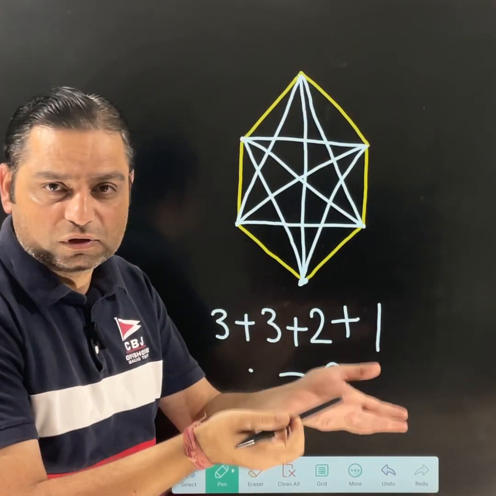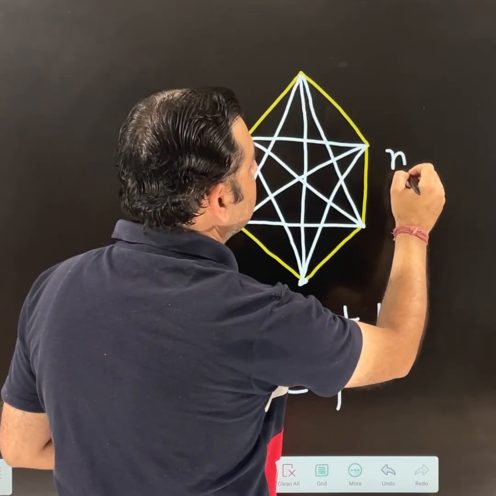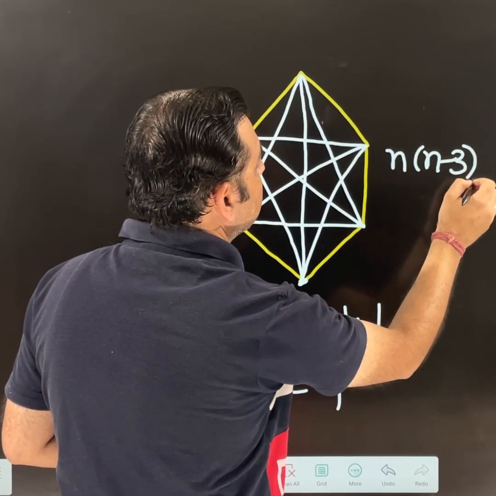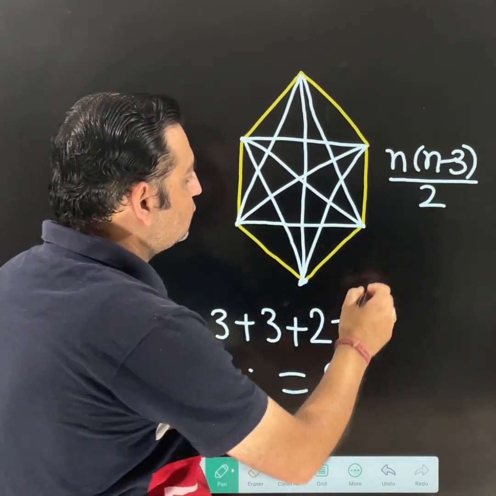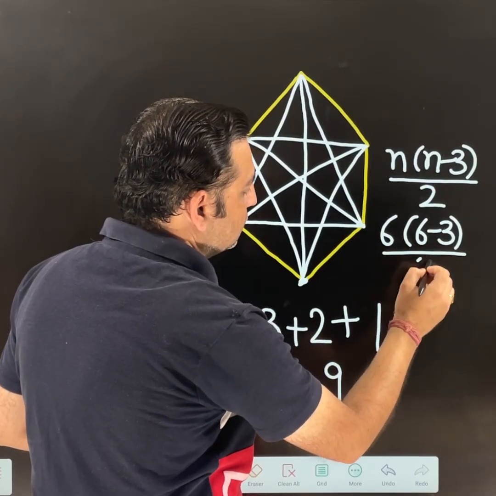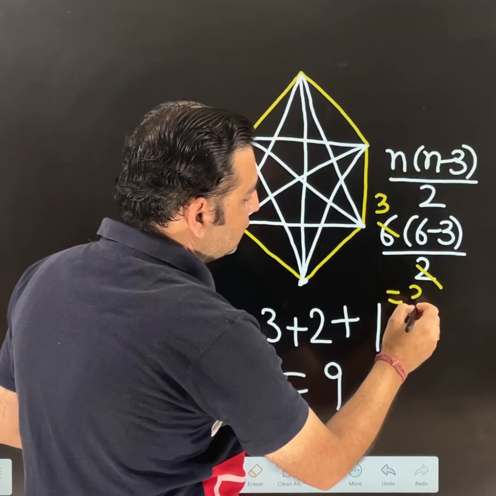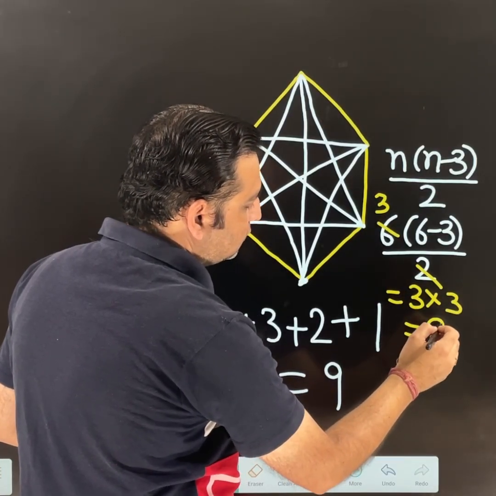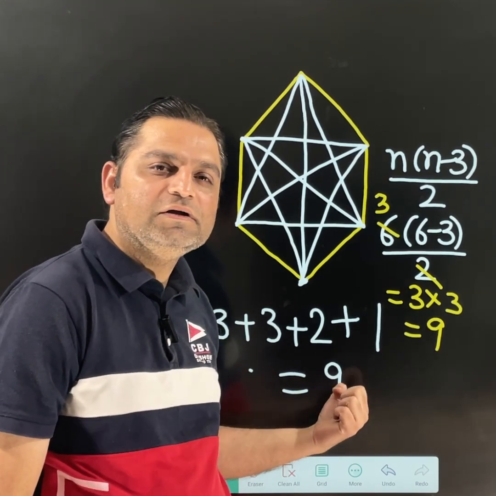Let us use the formula. Let us try it out using the formula. What was the formula? n times (n minus 3) divided by 2. What is n? n is the number of sides, which is 6 for a hexagon. If you cancel 6 with 2, we get 3. 3 multiplied by 3 is 9. See, the formula is also giving 9. Manually, we have counted 9.